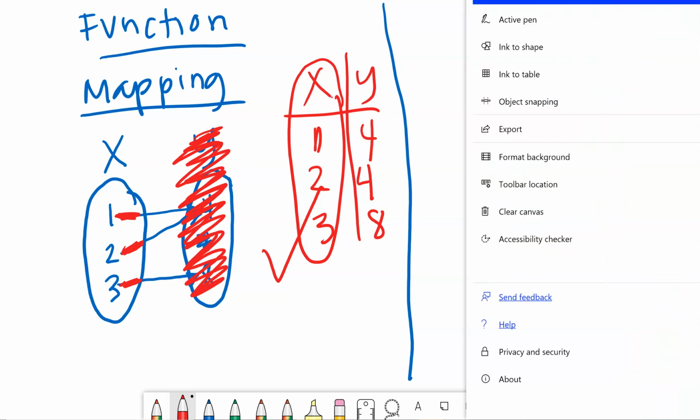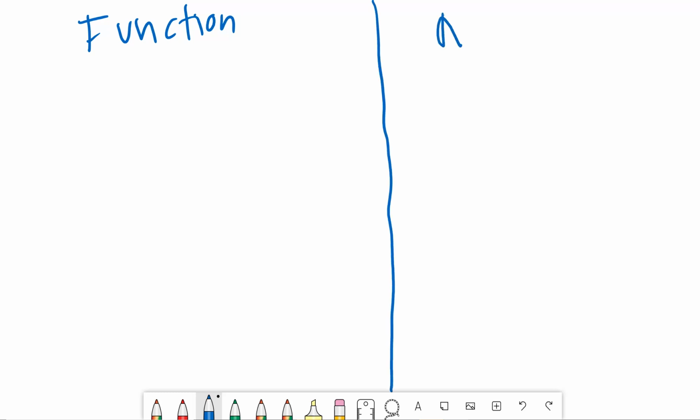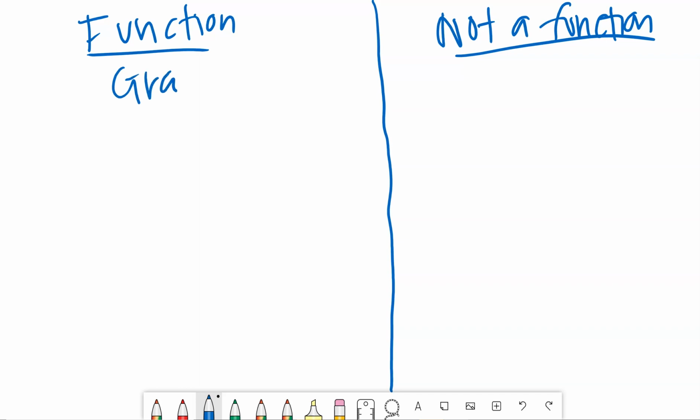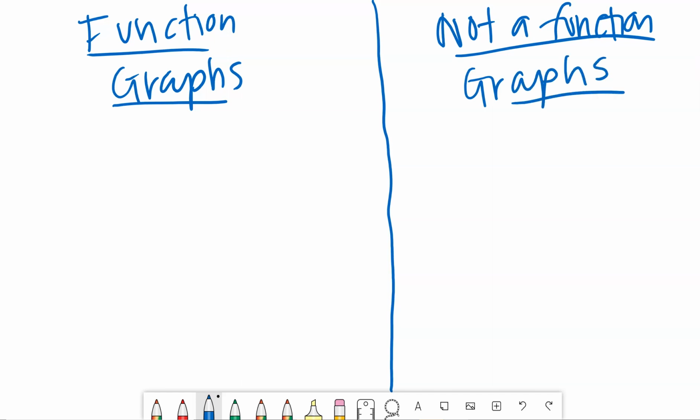All right. Now the last one that I'm going to go over is a graph. So again, if you are writing down notes on your sheet of paper, one side is function and one side is not a function. Now we're going to talk about graphs. Graphs can be a little bit tricky depending on the graph that they give you. So for functions, I'm trying to use different colors here so you guys can see the graphs.